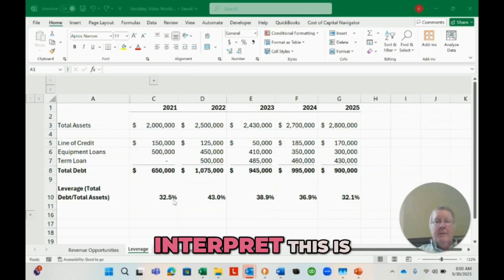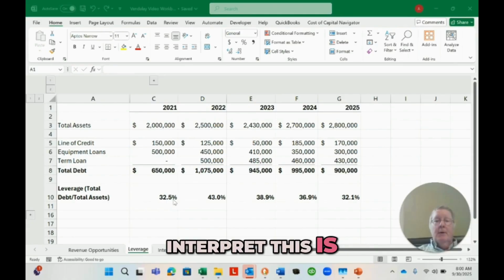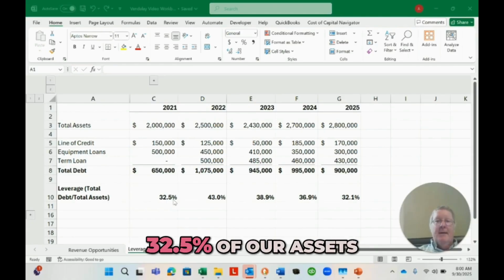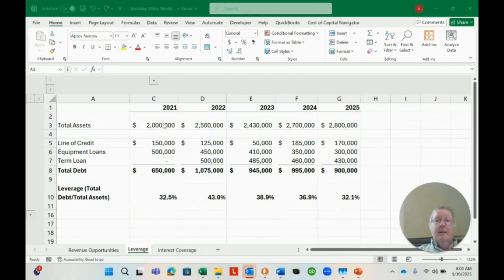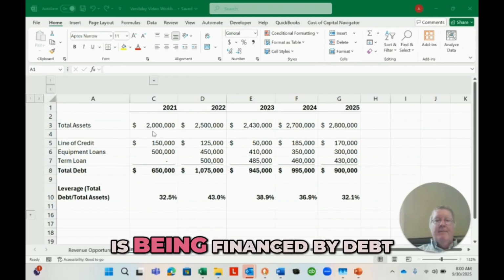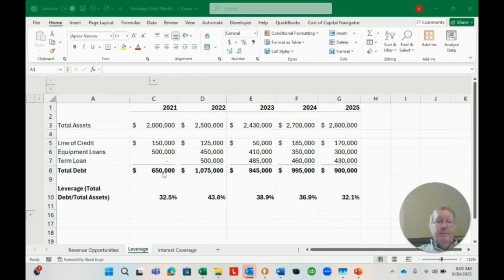But the way to interpret this is, 32.5% of our assets is being financed by debt.